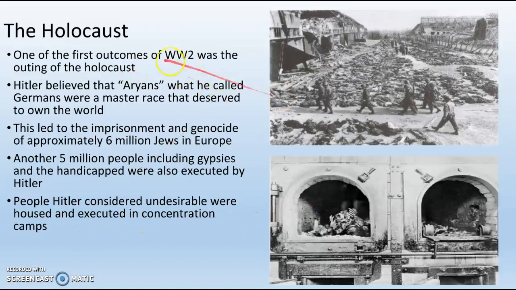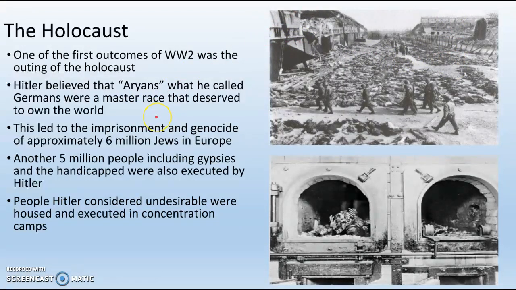So one of the first outcomes of World War II was the outing of the Holocaust. Top government officials knew about the Holocaust in the Allied countries, but your average citizen in the United States, in England, and France had no idea this was happening. So as Allied forces moved closer and closer into Germany and into Berlin, they started discovering concentration camps.